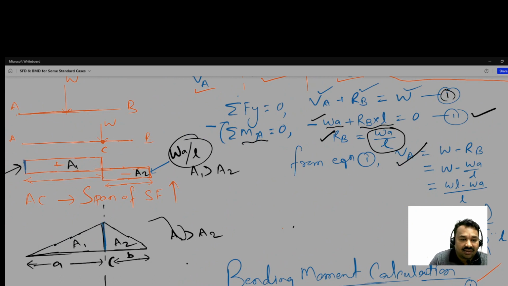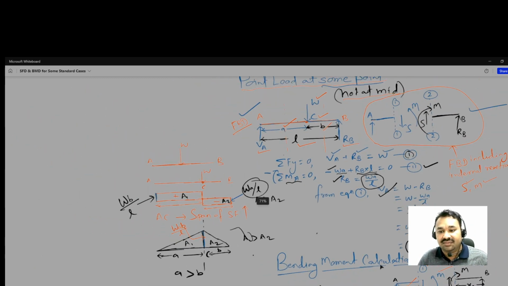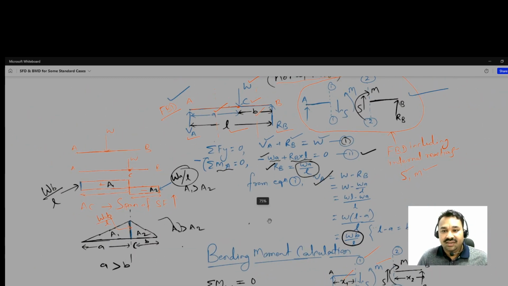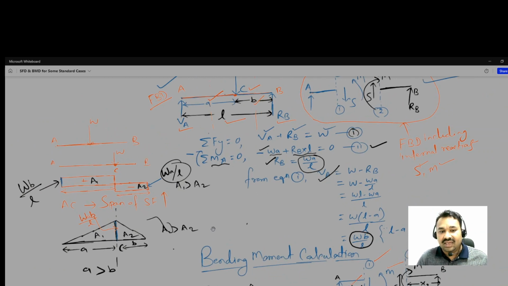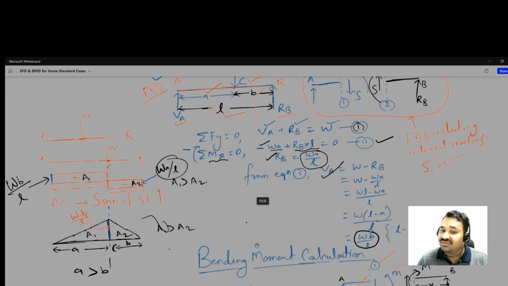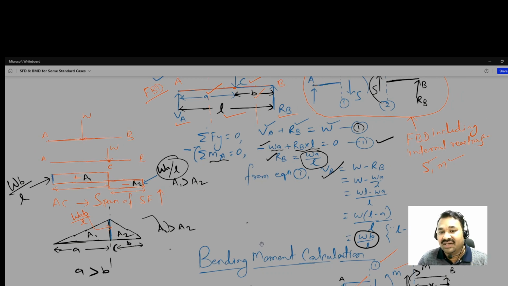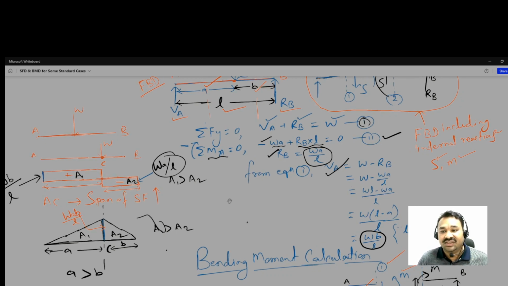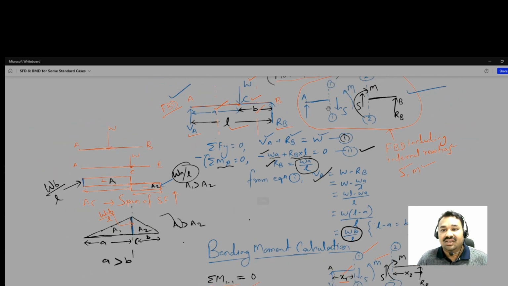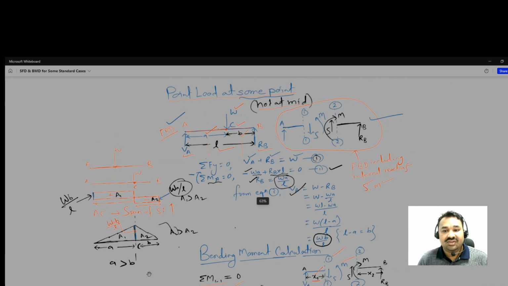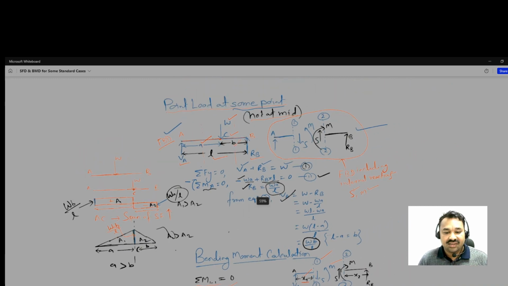We were talking about the magnitude of this, so it is Wab divided by L. So in this way we have done. No need to worry. The nature will be the same, whether it acts at the mid or somewhere else. But definitely the magnitude varies. So for that again you have to satisfy the equilibrium conditions and get the support reactions. Then based on the cut section free body diagram you have to get the shear force and bending moment diagram. In this way we have done.